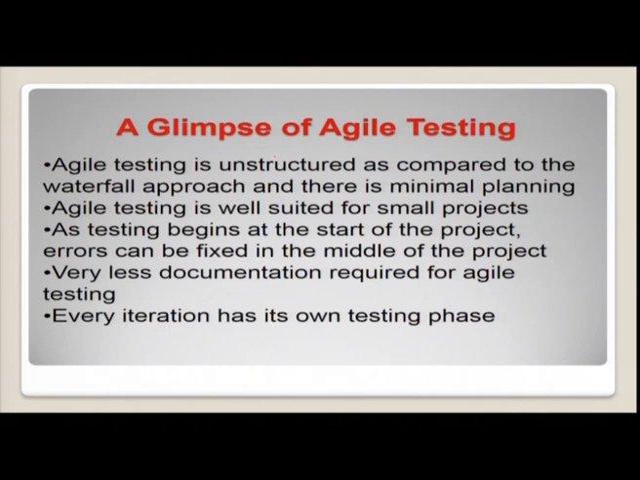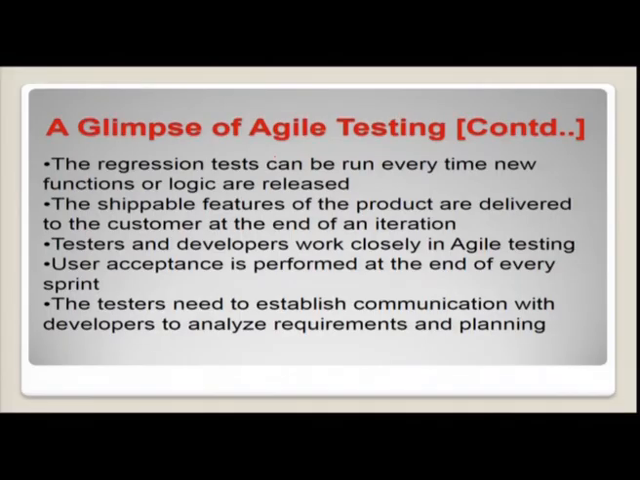Here in agile testing, the documentation is written only for whatever you are going to test, only for that particular feature alone. So it is a very limited, very minimal documentation. Then the next point is, every iteration has its own testing phase, so the regression test can be run every time new functions or logic are released. Then the shippable features of the product are delivered to the customer at the end of an iteration.